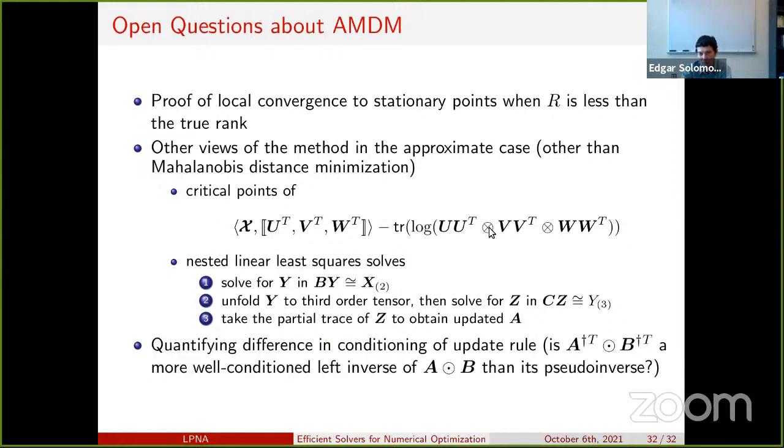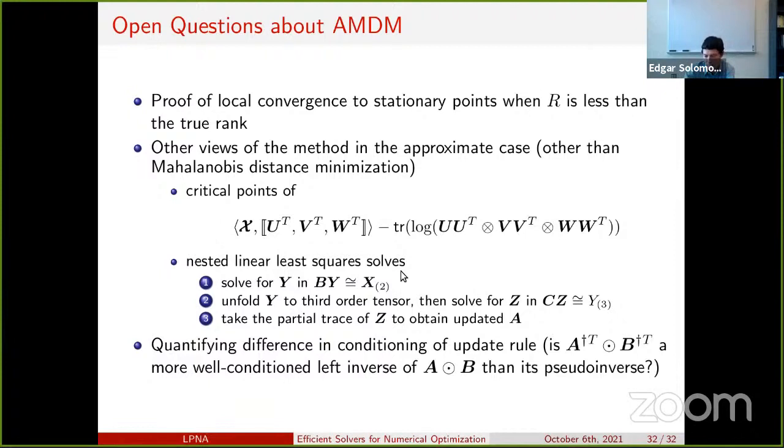This term can be decoupled into the sum of the trace logs of these respective Kronecker product terms. And the trace log is the same thing as a log determinant, and is the same thing as the sum of the logarithms of the singular values of U in this case. So it's an interesting function, but it's not obvious that this view is that useful.